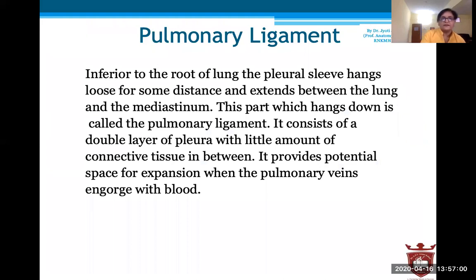Now the pulmonary ligament. Inferior to the root of lung, the pleural sleeve hangs loose for some distance and extends between the lung and the mediastinum. This part which hangs down is called the pulmonary ligament. It consists of a double layer of pleura with a little amount of connective tissue in between. It provides potential space for expansion when pulmonary veins engorge with blood.